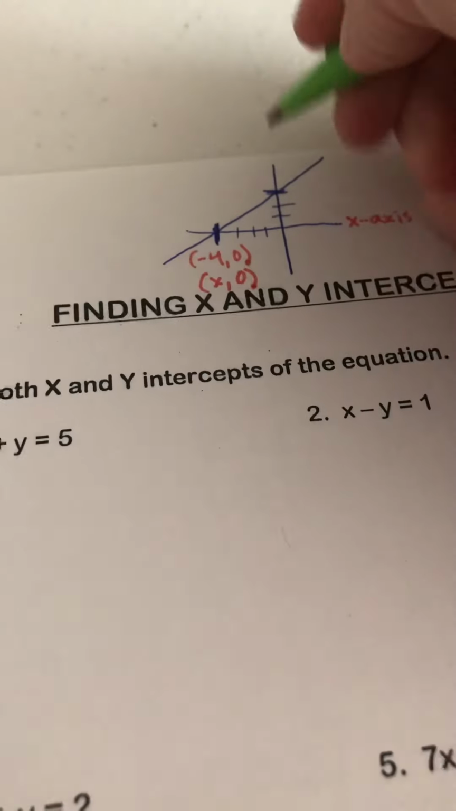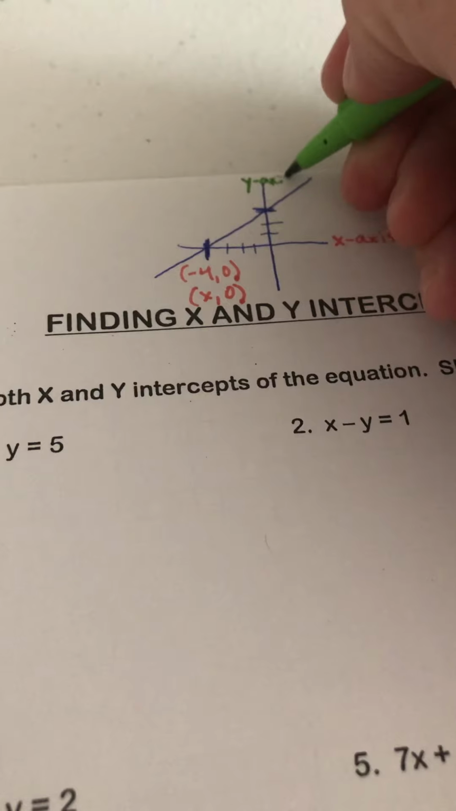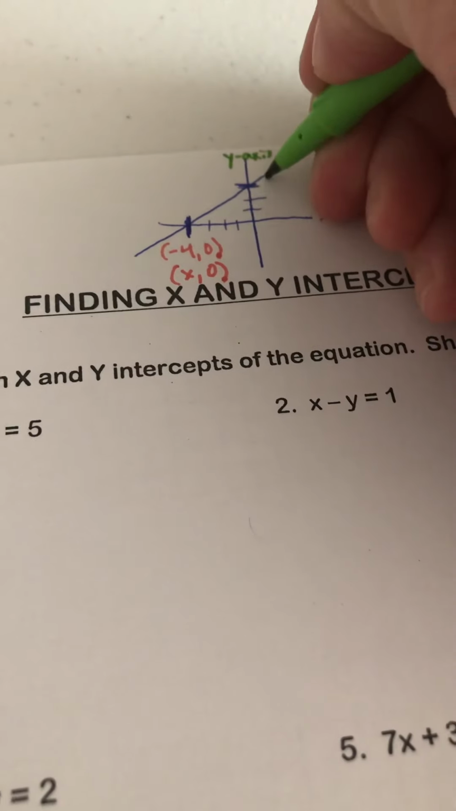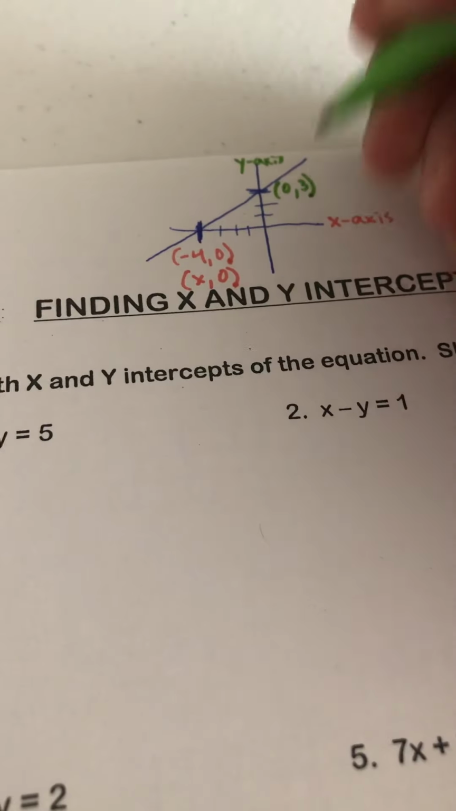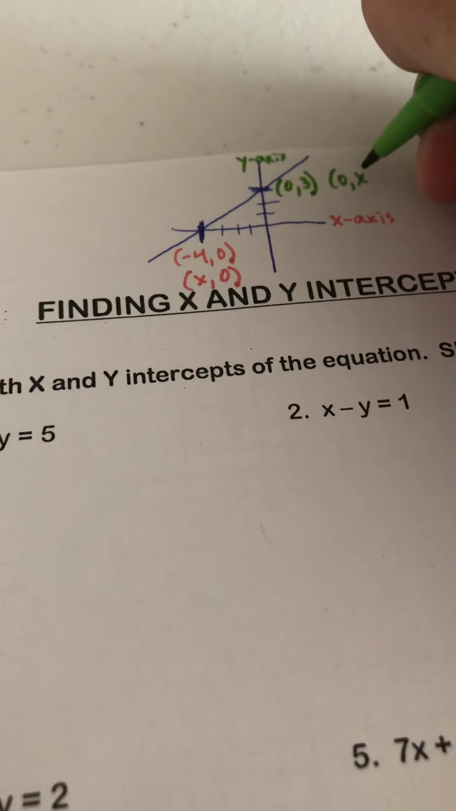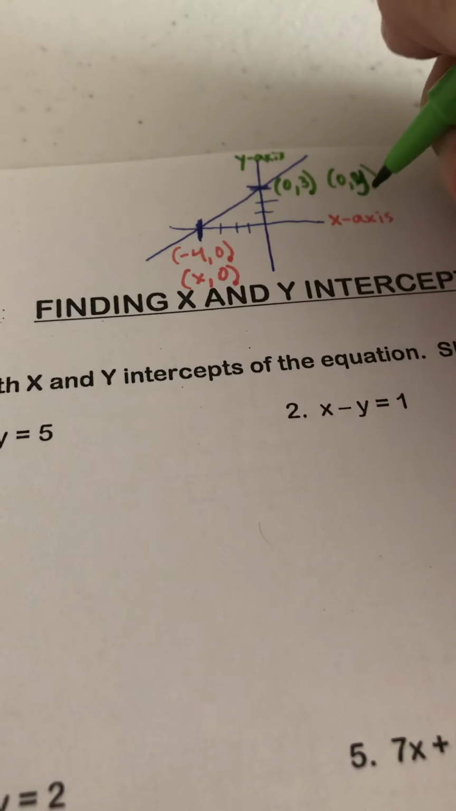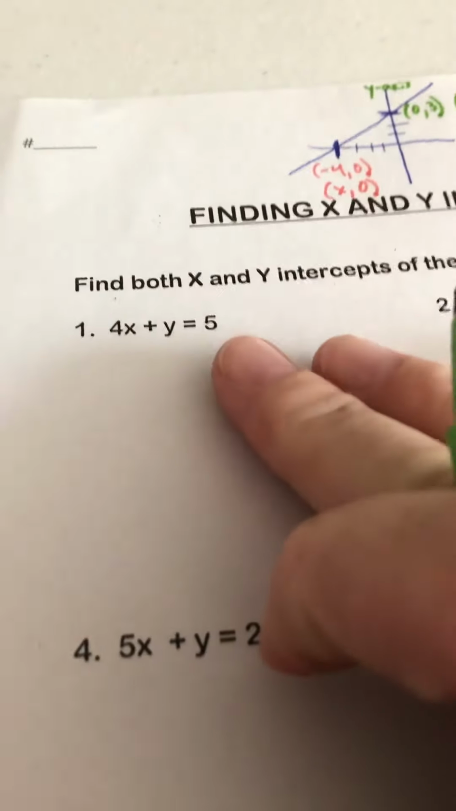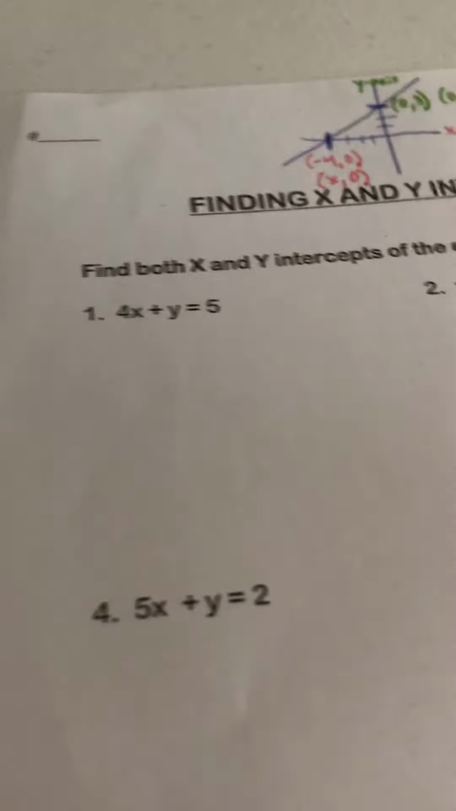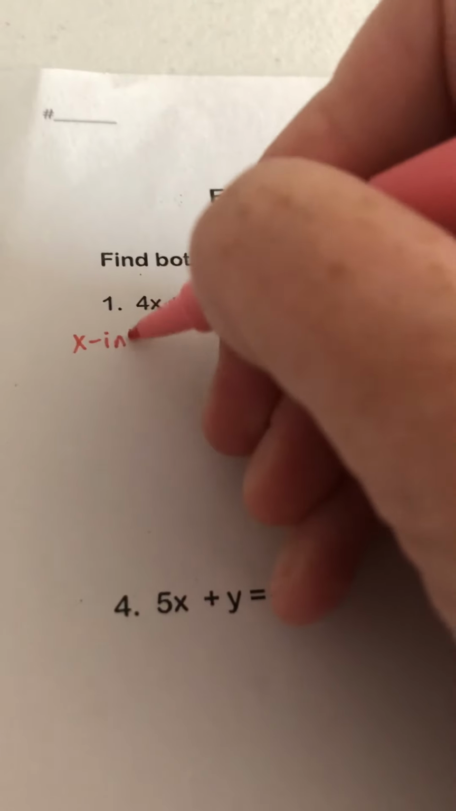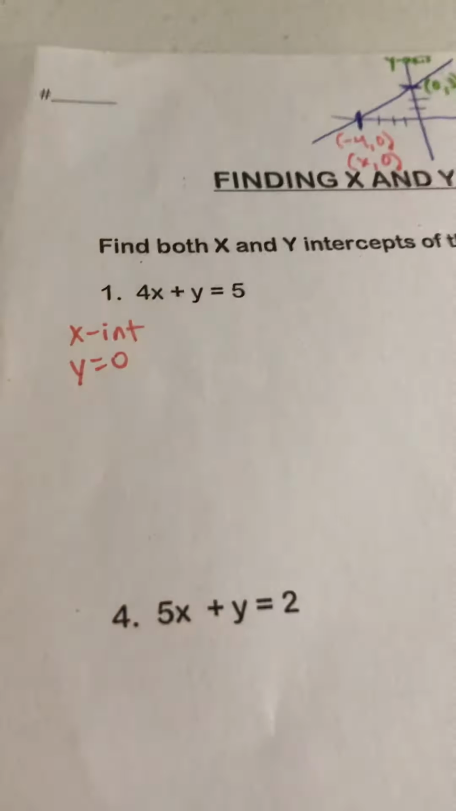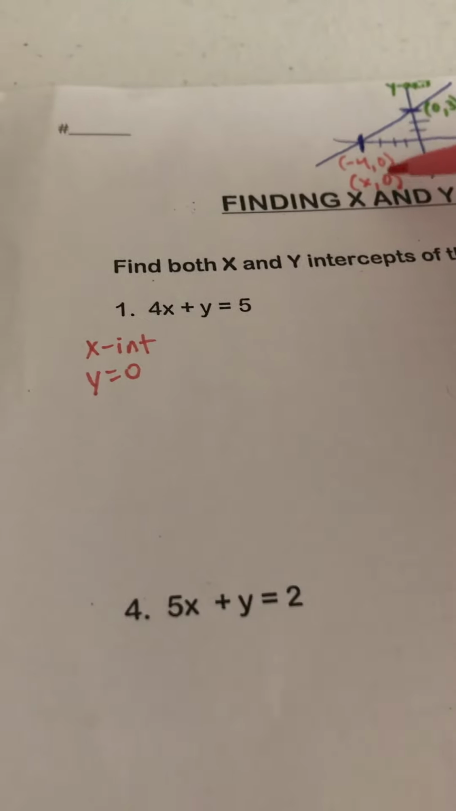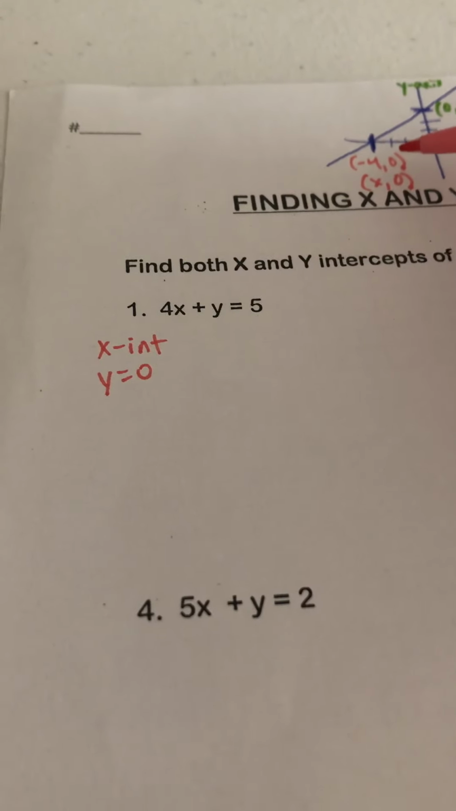Looking at my Y-intercept where it crosses the Y-axis, you can see that's at 0, 3. So we would always want a 0 and then the Y value. So whenever I'm looking at an equation like this, the way I can find an X-intercept is to put a 0 in for Y, because that's what's going to give me where it crosses the X-axis.